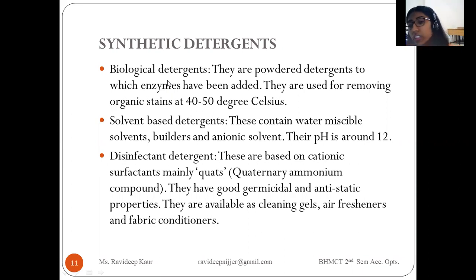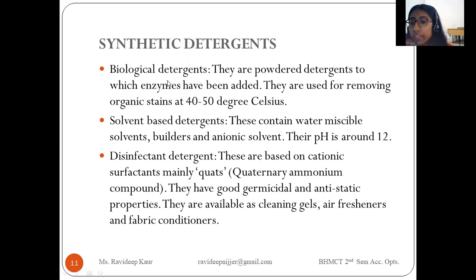Next, we were studying solvent-based detergents. So what are solvent-based detergents? These contain solvent builders and ionic solvent. This is how solvent-based detergent is made, and the pH level is around 12.